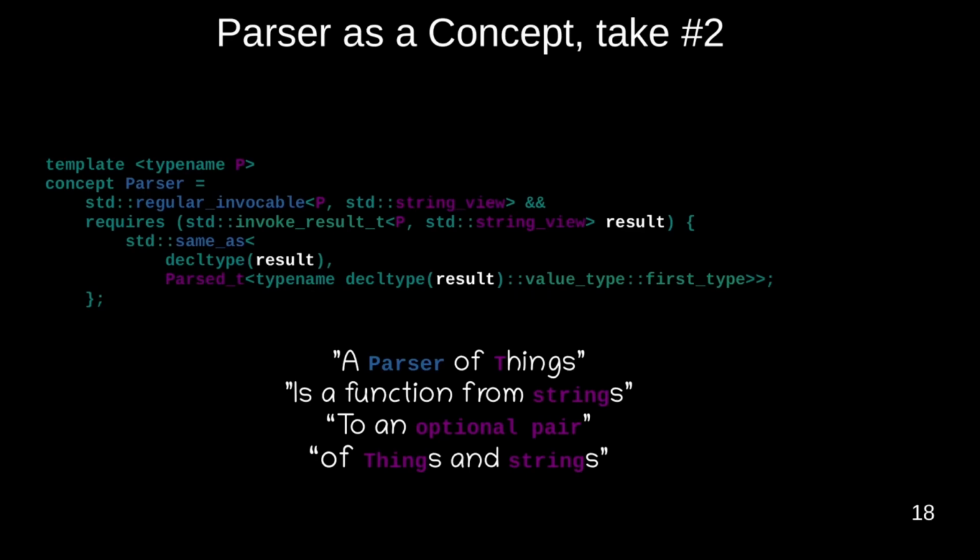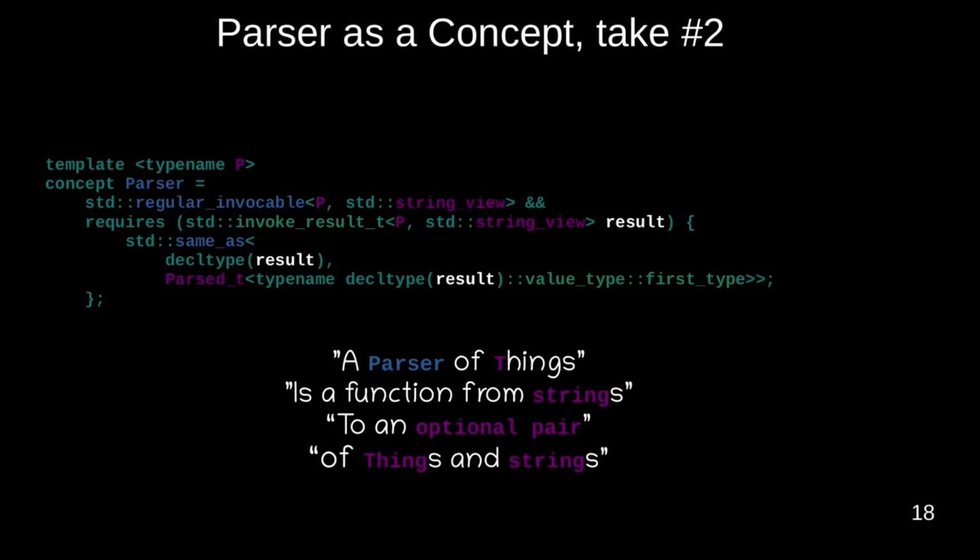So if we can get that, then we just need to check what that type should be. And here we can use same_as. So we want the type of that result to be a parsed_t of something. What's the something? Well, it has to be an optional pair, so we can actually extract the value type out of the optional. That's a pair. And then we take the first type of the pair. That's the thing. So if all of this works out, then at least syntactically you have a parser.